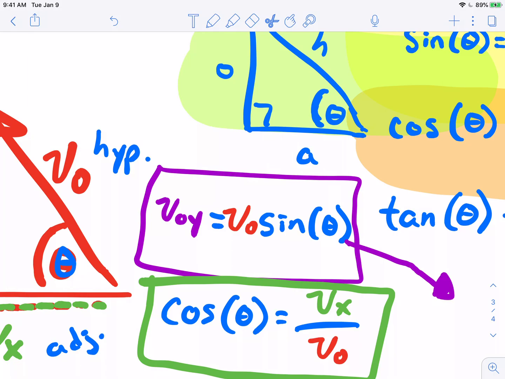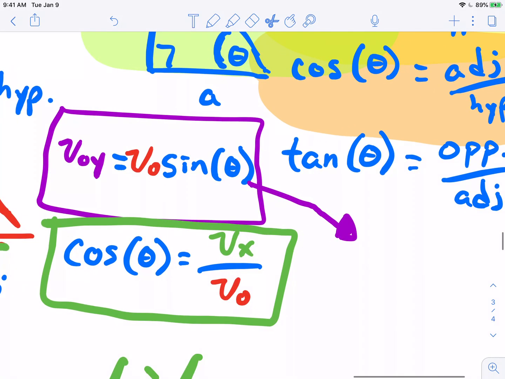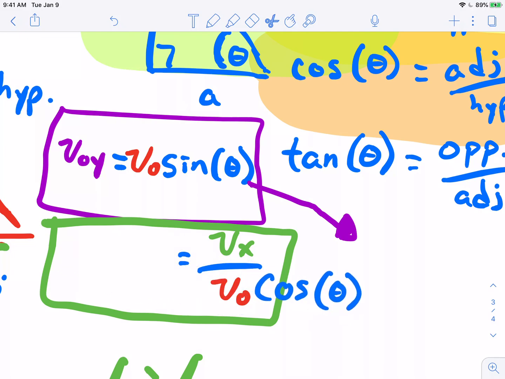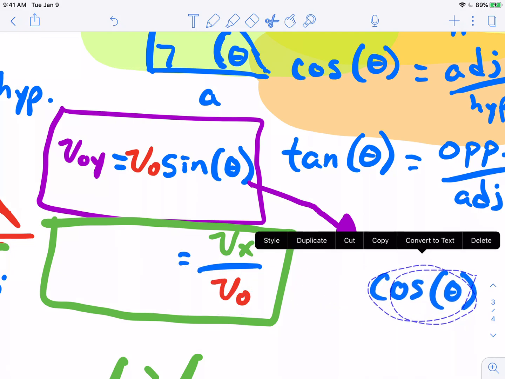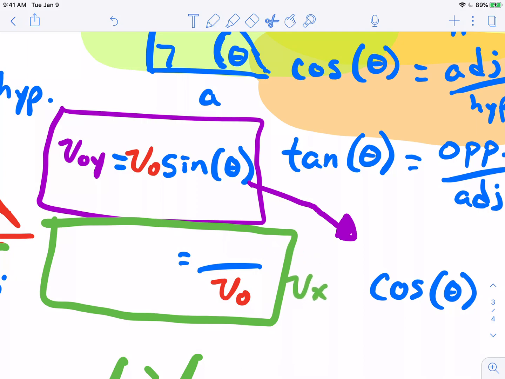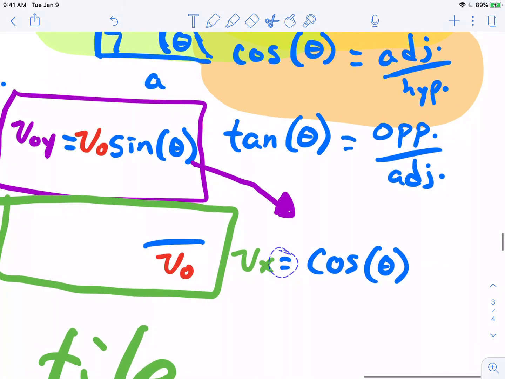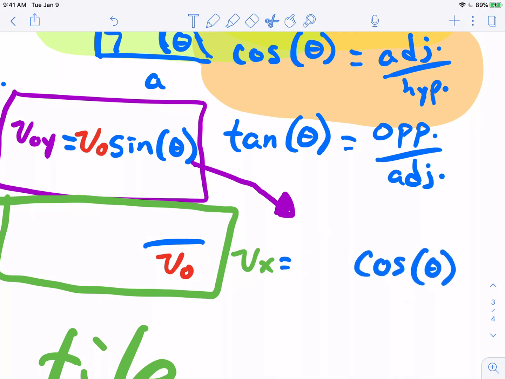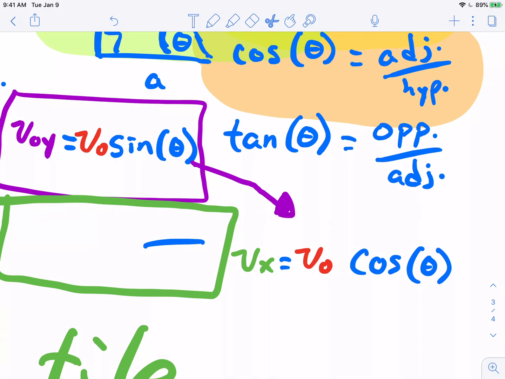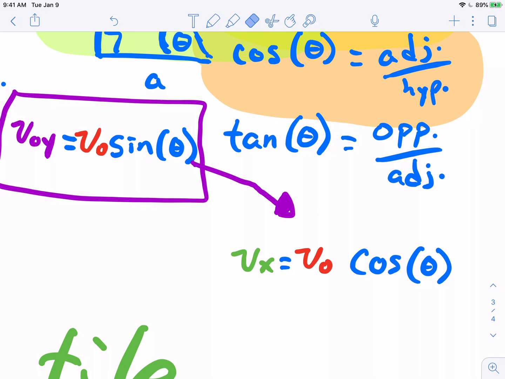And we're going to do the exact same math, the exact same process, for the horizontal velocity as well. So let's go ahead and assemble the whole thing over here. V sub x is going to equal, and we multiply both sides of the equation by V sub O, so we'll have cosine of theta times V sub O. And I like to put V sub O in the front, so it's V sub O times cosine theta.